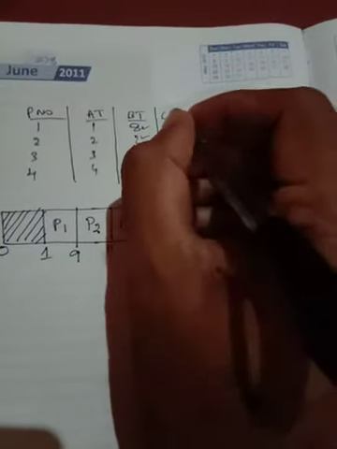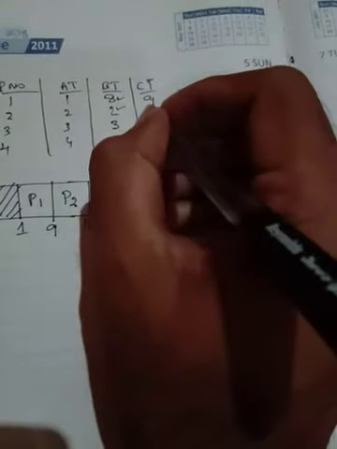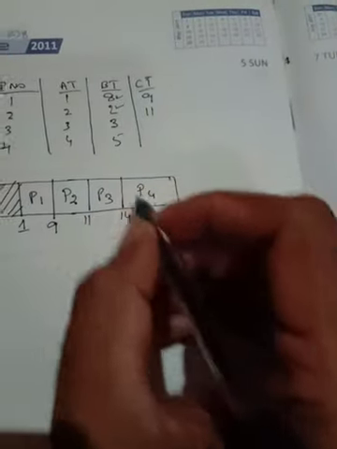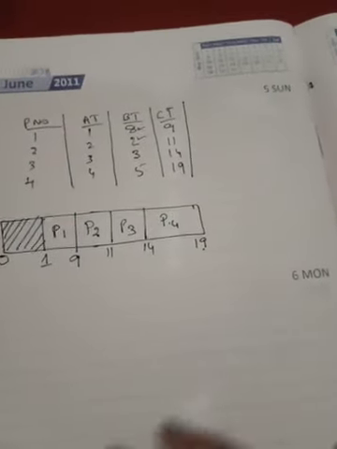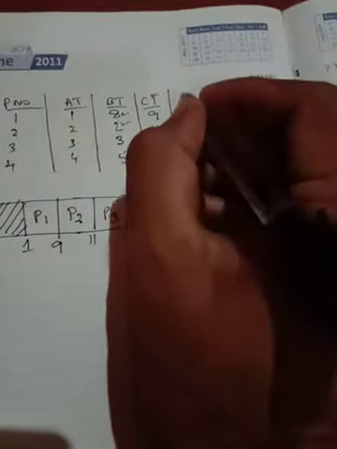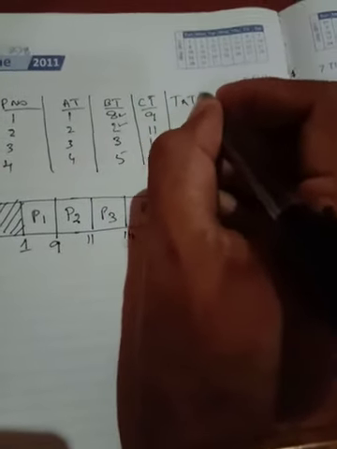Once we receive this Gantt chart, we can go for completion time, CT. Completion time of P1 is 9. Completion time of P2 is 11. Completion time of P3 is 14. Completion time of P4 is 19. Fine. So this is the data you received. Now once you receive this completion time, then you can go for turnaround time.